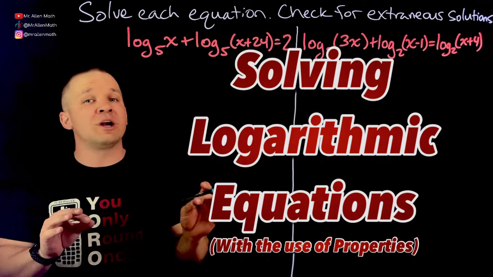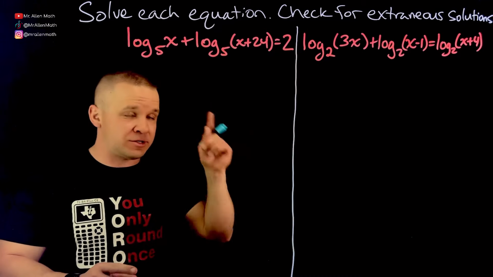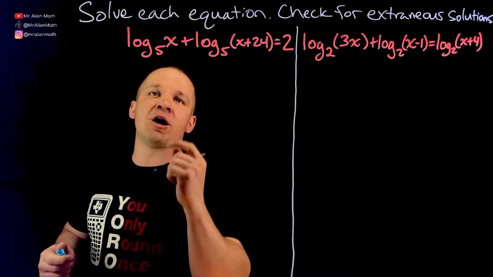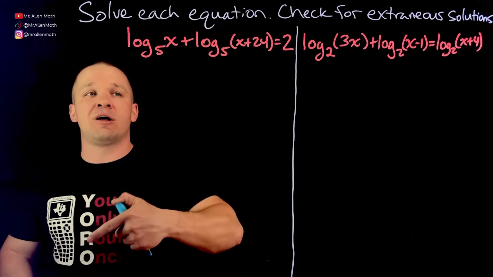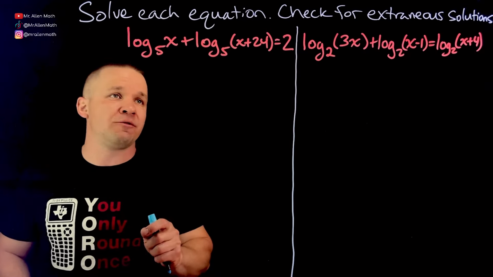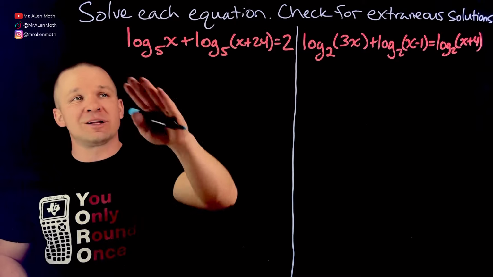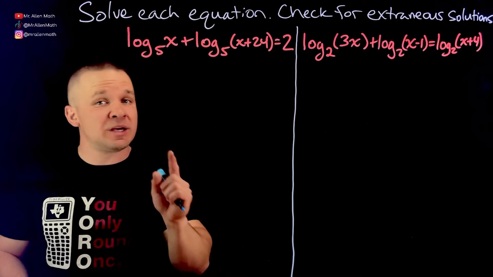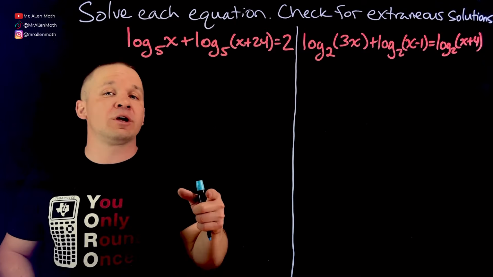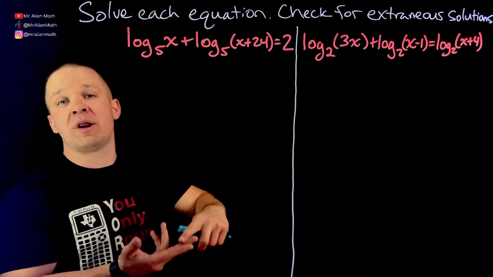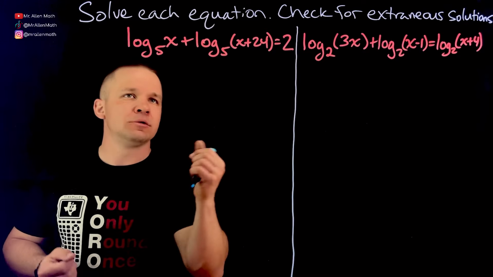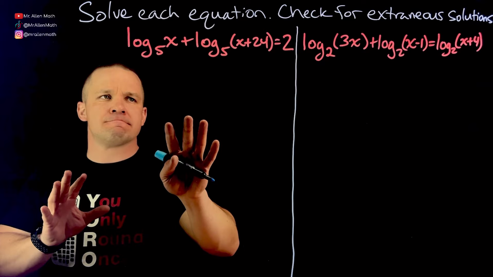For these two, we're going to need to use some properties of log. So bust those out, all right? We got log base 5 of x plus log base 5 of x plus 24 equals 2. We got to solve it and check for extraneous solutions because there are domain restrictions when it comes to logs. No zero, no negative in the argument. Cool?